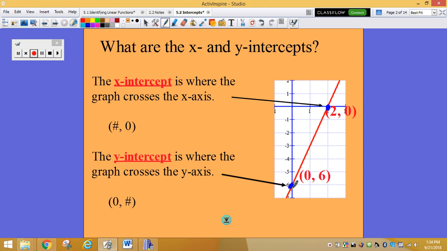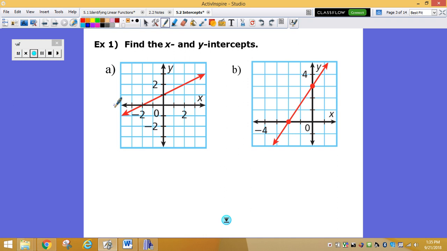The way you write intercepts, your x-intercept is always going to be a number and then a 0. So like this x-intercept is 2, 0 because it's over at 2. The y-intercept is opposite. It's always going to be 0 and then a number. So this y-intercept is at 0, -6. Okay. So let's do some examples.